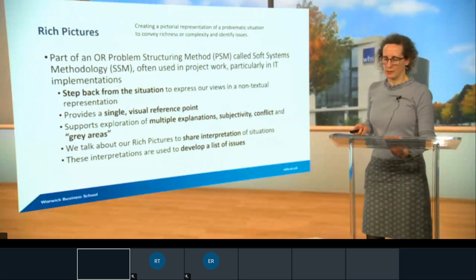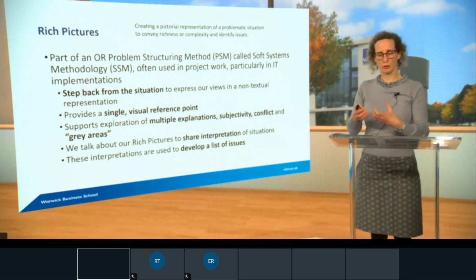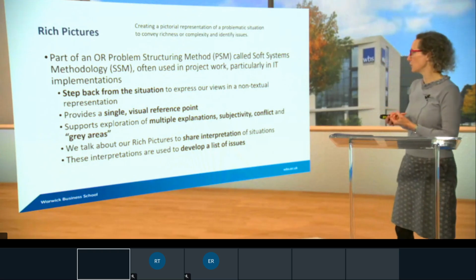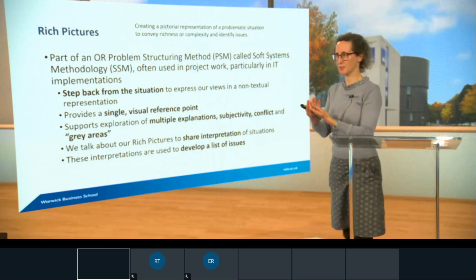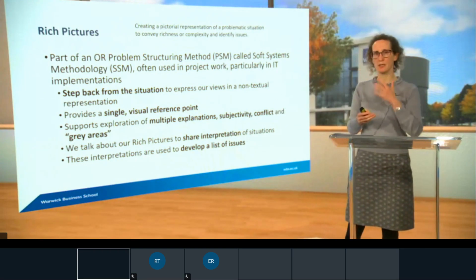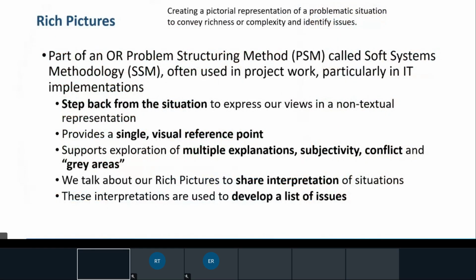Okay, so if we start in the real world then, the rich picture is one of those real world representations. So we step back from the situation to express our views. We're trying to create a single visual reference point. We're exploring multiple explanations, subjectivity, conflict, grey areas. We're trying to represent all of those things in the picture that we produce. And as we talk about these pictures, that's what gives us a shared interpretation. And that interpretation helps us to identify and develop a list of issues.